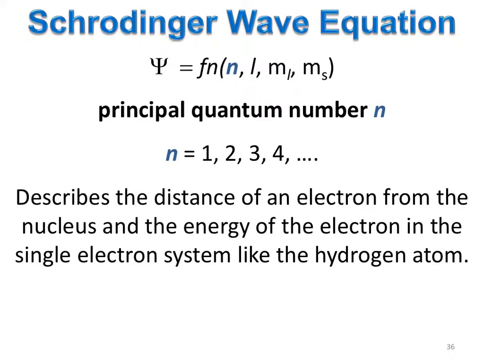It basically describes the distance of the electron from the nucleus and will also give us the energy of the electron in the single electron system like the hydrogen atom, as we saw before, where the energy equals negative R_H times 1 over n squared. However, this equation does not work for elements like helium, lithium, or rather any other element that has more than one electron.